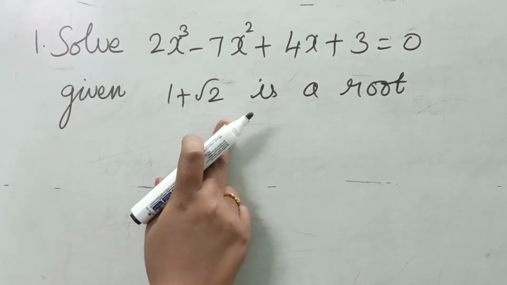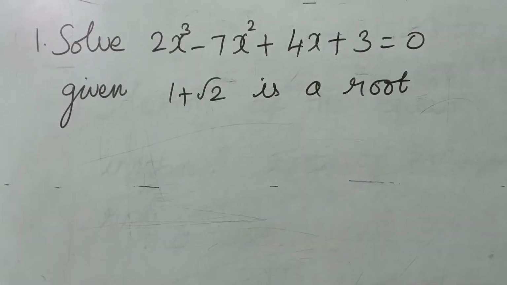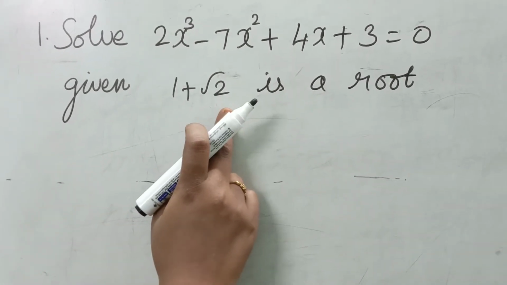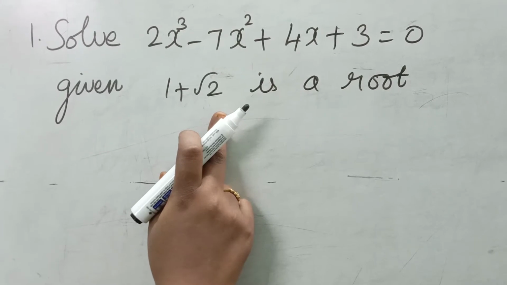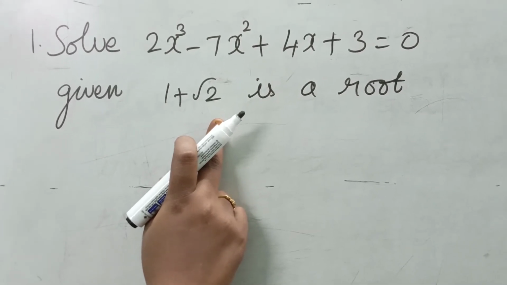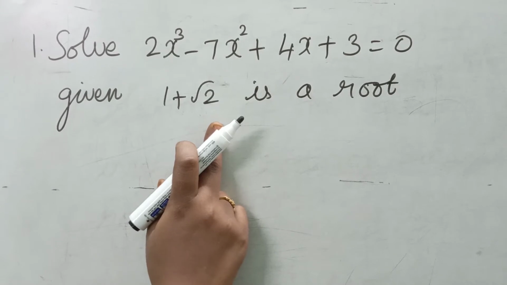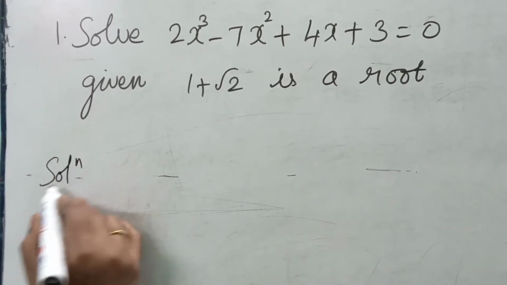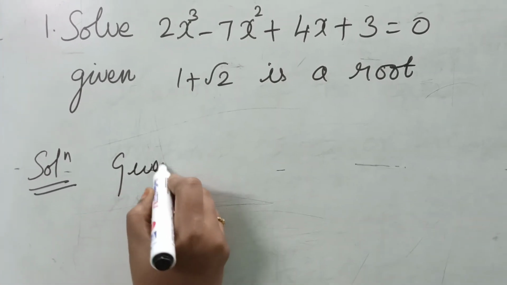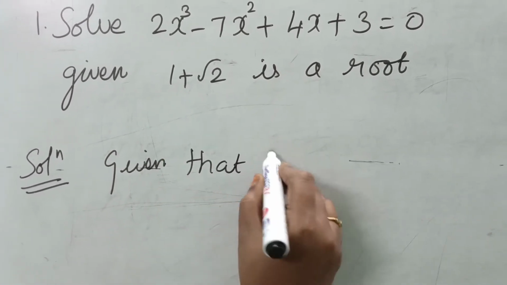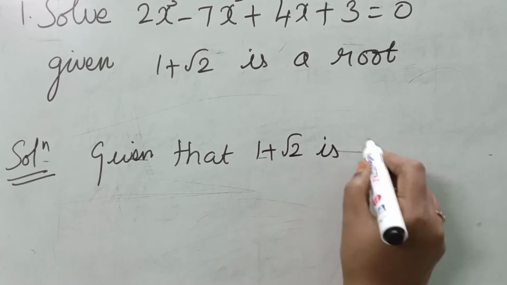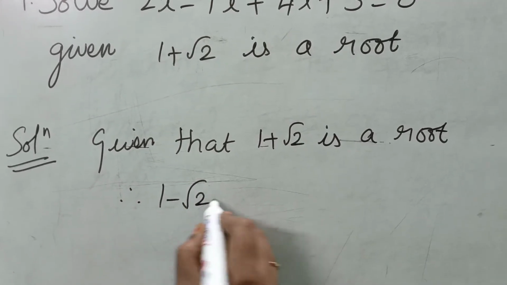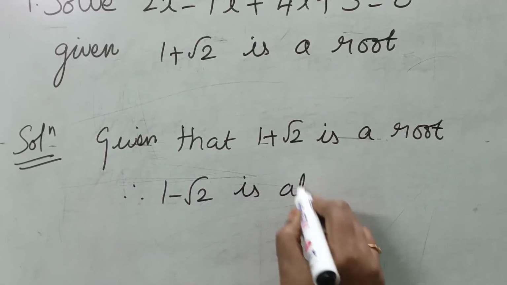Since it's an irrational root, we know the theorem: irrational roots occur in conjugate pairs. Then the conjugate of 1 plus root 2 is 1 minus root 2. That is also a root. Already one root is given. We found another root. Next we have to find the third root of the given equation. Okay, let us see how to solve this problem. Given that 1 plus root 2 is a root, therefore its conjugate 1 minus root 2 is also a root.